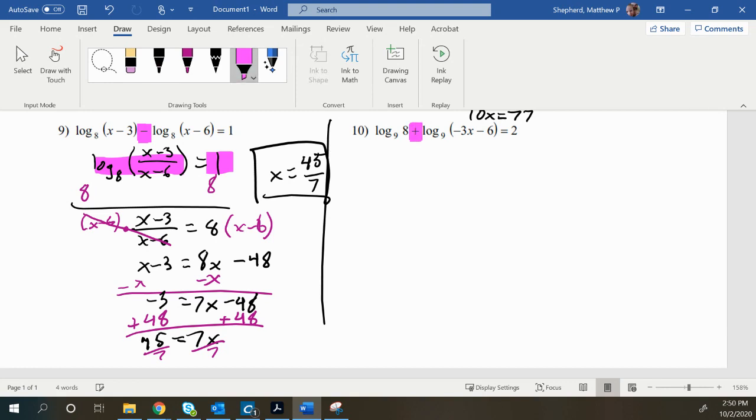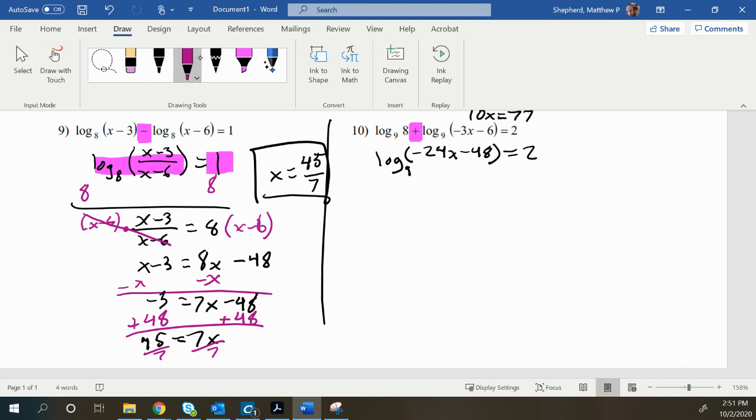All right, once again, plus, so this is going to be multiplying. Now I'm just going to go ahead and do that quickly. We know we're going to be multiplying by an 8, so the 8 times the negative 3 be negative 24x. The 8 times that negative 6, negative 48. And we've got our one statement. Can't forget the 9 there.